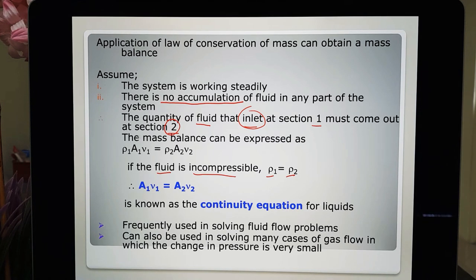So this equation 1 can be simplified when we cancel out rho 1 and rho 2, and it becomes A1 V1 equals A2 V2. This particular equation is known as the continuity equation for liquids. This continuity equation is basically used to solve fluid flow problems. It also can be used in solving many cases of gas flow in which the change of pressure is very small, where there is no or insignificant change of the pressure.